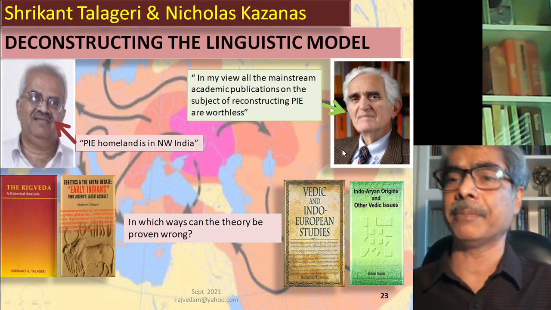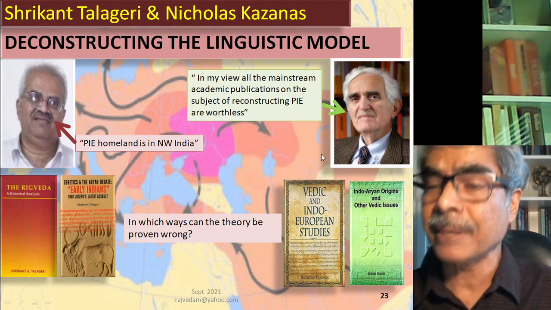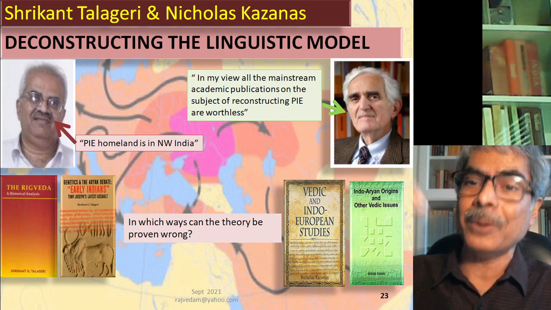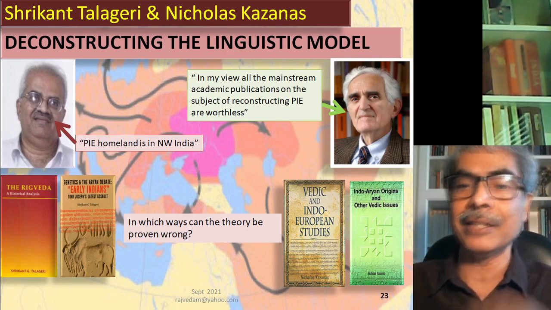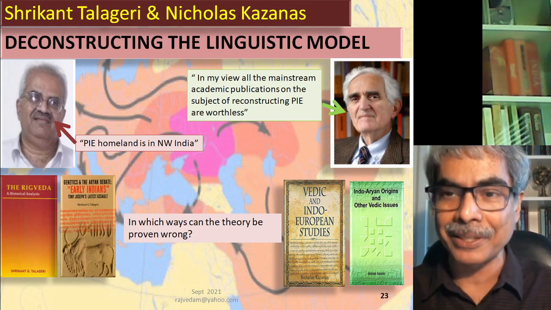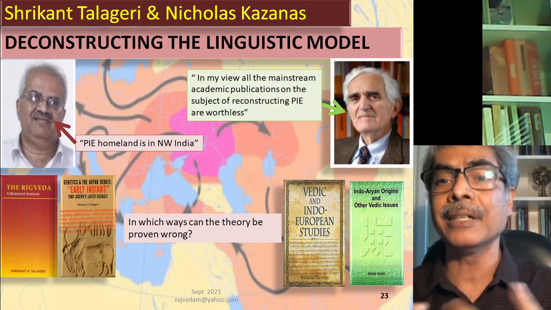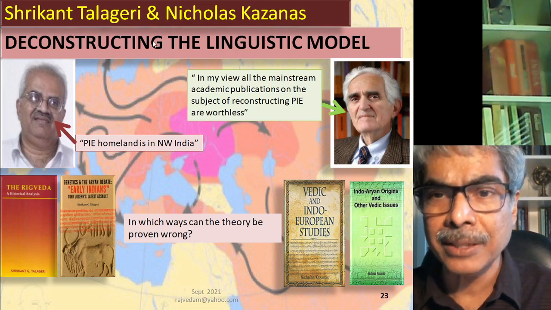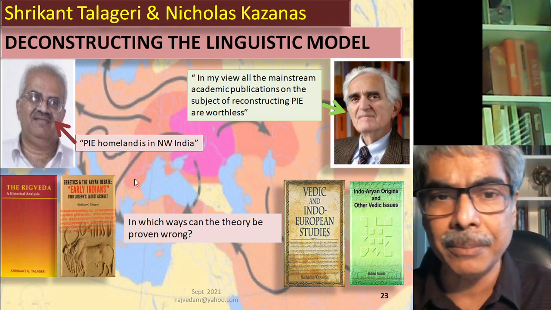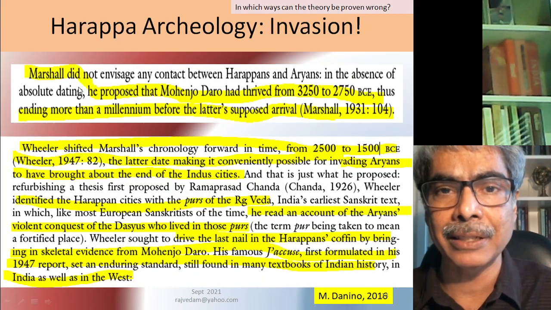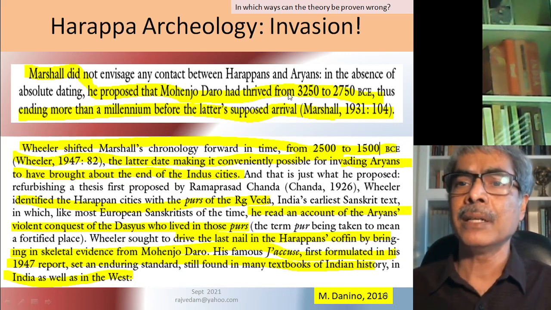Very strong statement. His thesis is, if there was an ancestral language, it is so old and so ancient that there is no data available today to reconstruct that language. Therefore, his thesis says all these works are worthless and useless. So this is the only critique I'll offer for the linguistic model. I've discussed a lot more in my works, but one should see the works of Srikant Thalagiri and Kazanas.